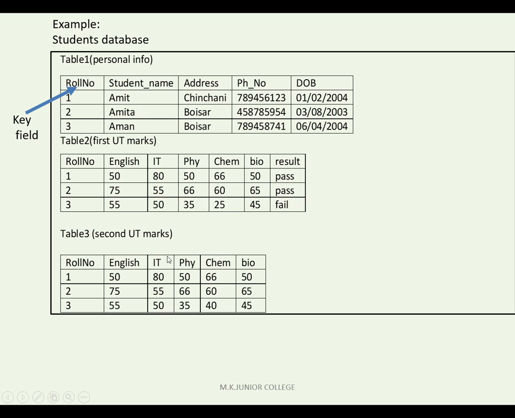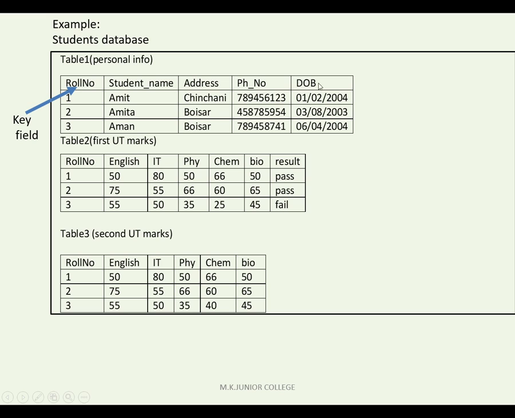Now we'll take one example so it will be more clear to you. Now the example is about a student database. Now I am creating a database for the students. Okay, I am thinking to store information about the students. So what type of information must be there? First of all there will be personal information, details about each student of my class.